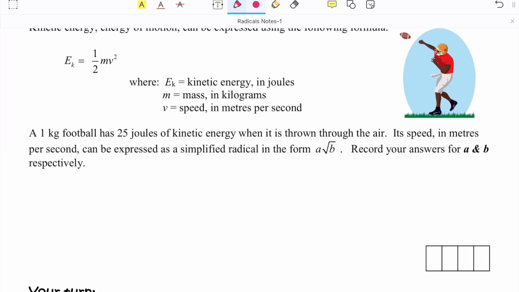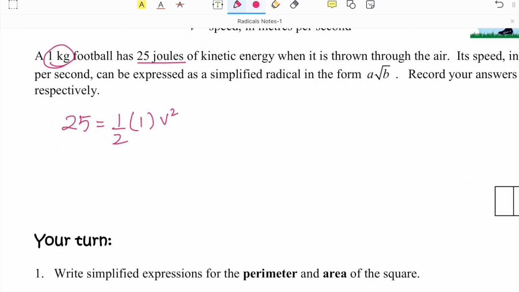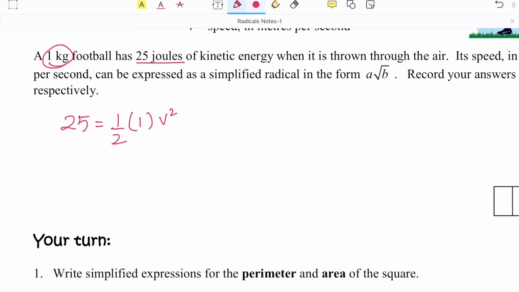So, we just put it in the formula. We know our mass is given to us. We know our kinetic energy is this. So, put it in the formula. 25 is equal to half times 1 v squared. Multiply both sides by 2, which will give you 50 is equal to v squared. Square root both sides, you get v is equal to root 50.